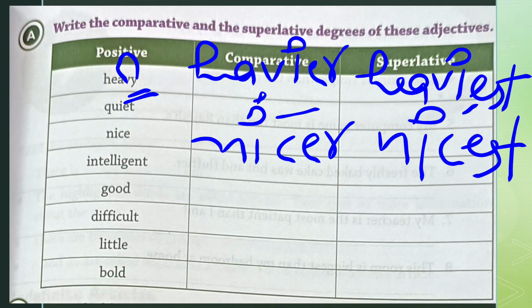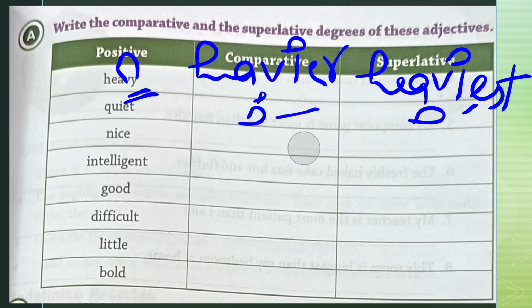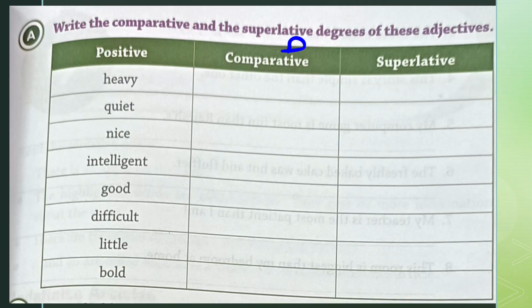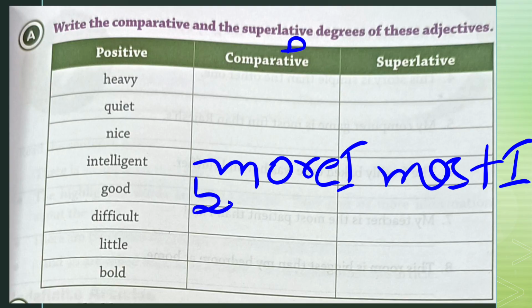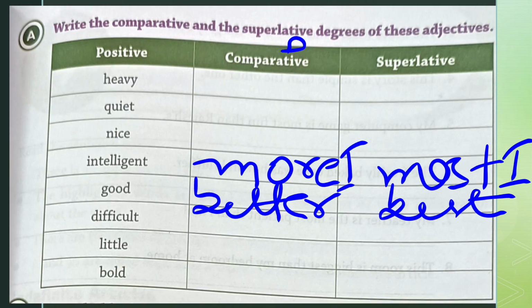Nicest, nicest. Now look at this: intelligent. Because it has more than one syllable, we will use more and most, like more intelligent and most intelligent. I'm just writing I for intelligent. Now look at this: good, better, best. They do not follow any of the given chart. They are called irregular degrees of adjectives.